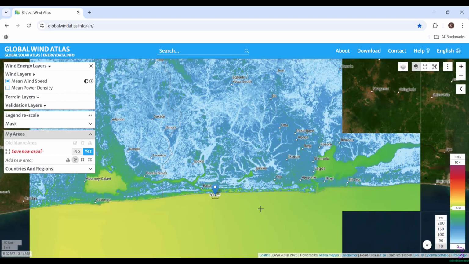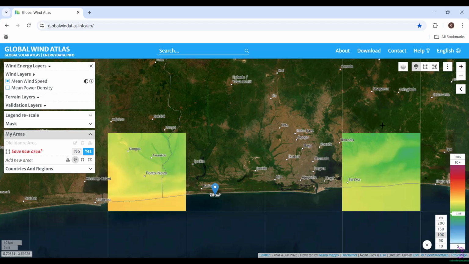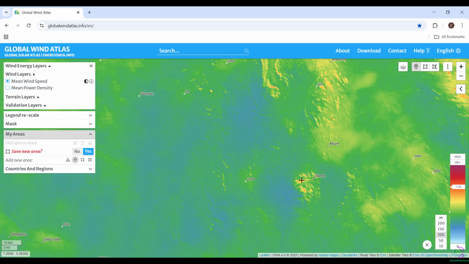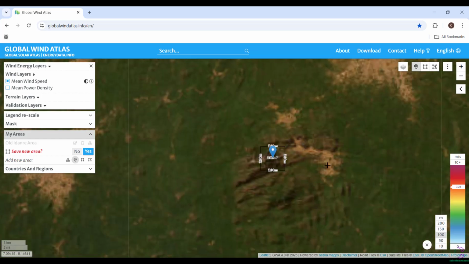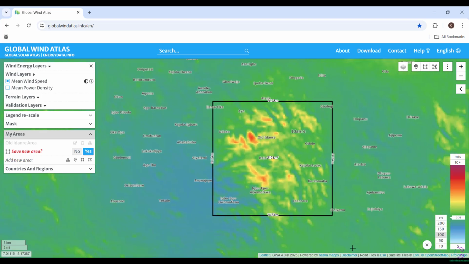So it's primarily the mountainous regions. Let's see. At 100 meters in Idare, what does it say there? At 100 meters in Idare, it says 7 meters per second. This location looks favorable. In Idare area.